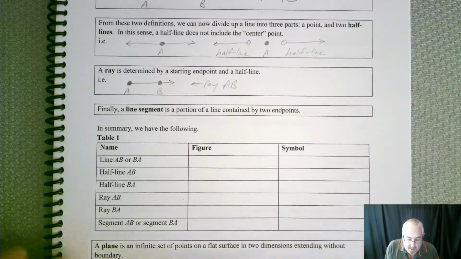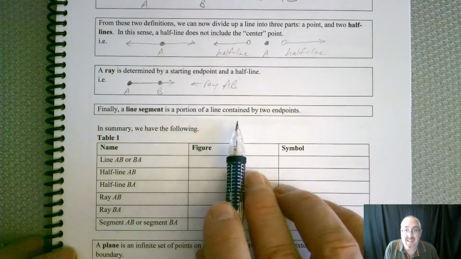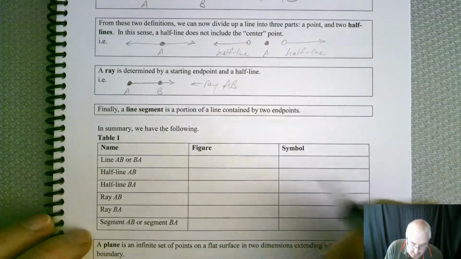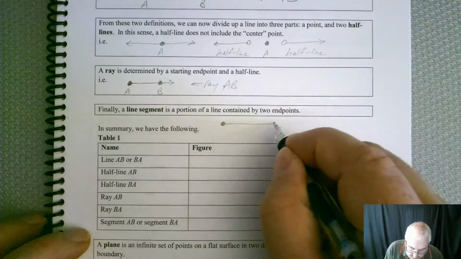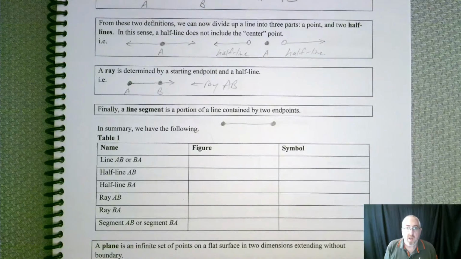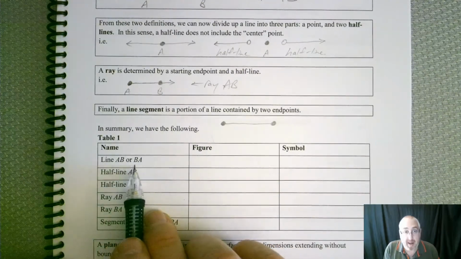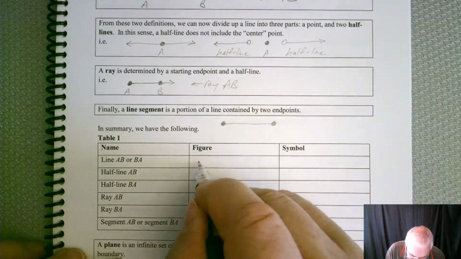Now, the last piece, before we get to that, is going to be a line segment. A line segment is a portion of a line contained by 2 endpoints. So now we would have something like this. We have an endpoint, our line in the middle, and then another endpoint. So something like that. So let's kind of break it down now. We have line AB or BA. Again, because it's double-sided, we can reverse the direction of the letters and it doesn't make a difference. It's still describing the same picture. So we could have something that looks like this.